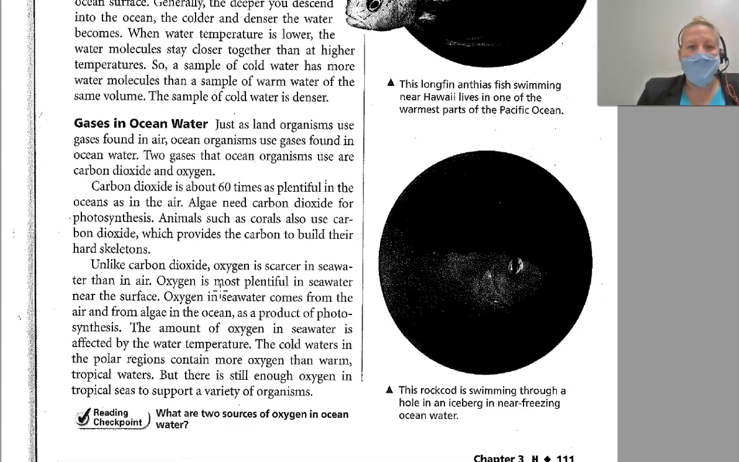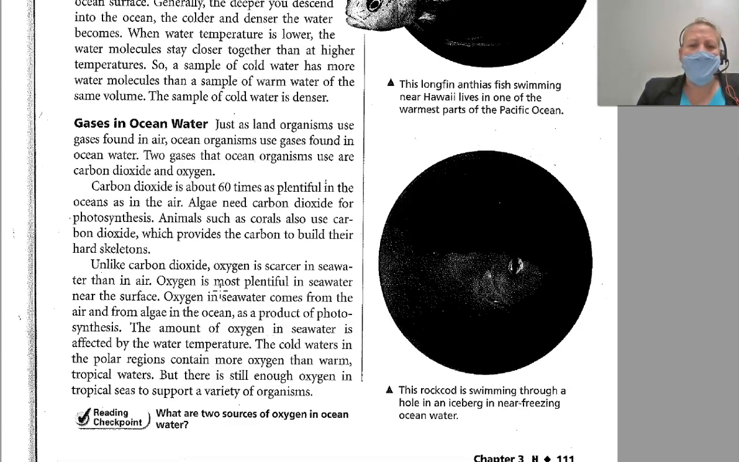Gases in ocean water. Just as land organisms use gases found in the air, ocean organisms use gases found in the ocean water. Two gases that ocean organisms use are carbon dioxide and oxygen. Carbon dioxide is about 60 times as plentiful in the oceans as in the air. Algae need carbon dioxide for photosynthesis. Animals such as corals also use carbon dioxide, which provides the carbon to build their hard skeletons.